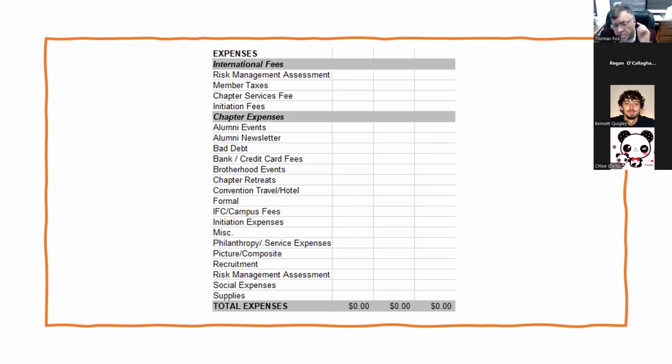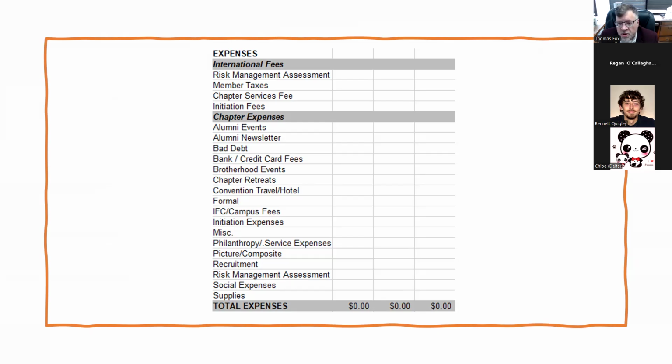Another important line to consider in the expenses, something listed here is bad debt. You could also call this uncollectible accounts. Some of our chapters do a tremendous job, and 100% of members pay in full and on time. I can assure you that's not every chapter. You have to plan for it, because the problem is if the money doesn't come in, you can't spend money on what you were expecting to do.